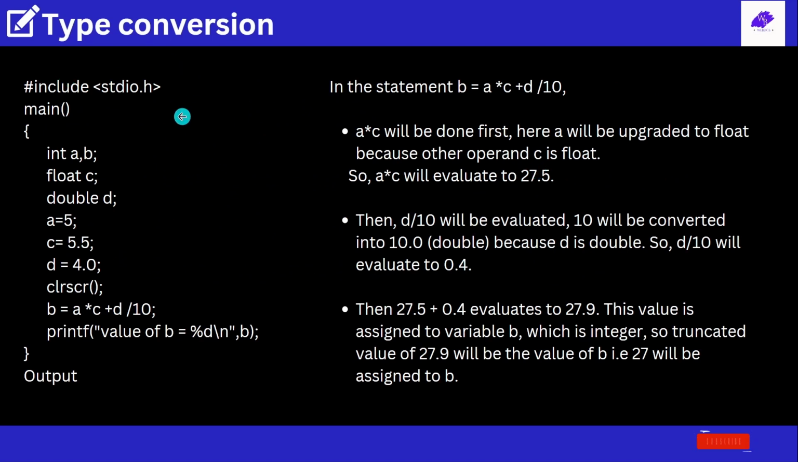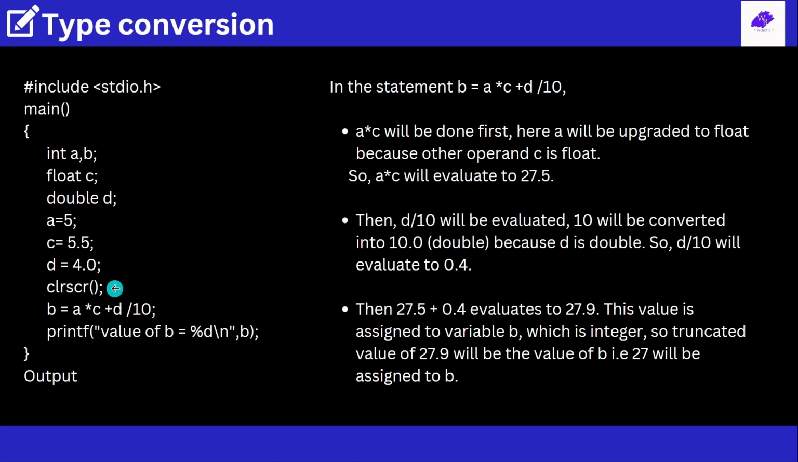So this is one example in the program for type conversion. First libraries are included, then the main function is declared. Next, two variables are declared, that is int a and b, and a float is assigned to the c variable, and a double is assigned to the d variable. Here the value of a is assigned as 5, c is assigned as 5.5, and d is assigned as 4.0. Here the clear screen function is used.